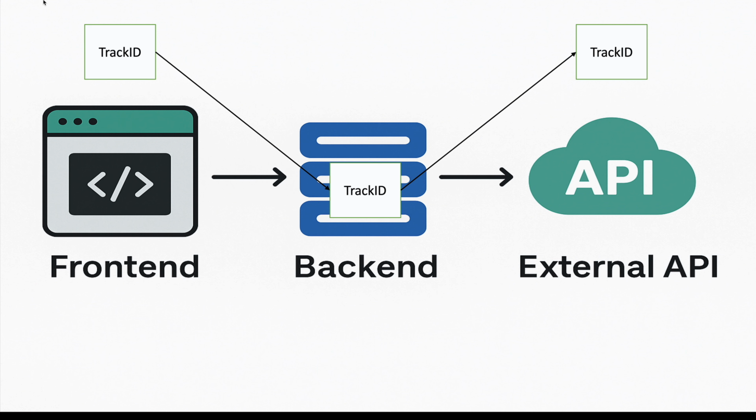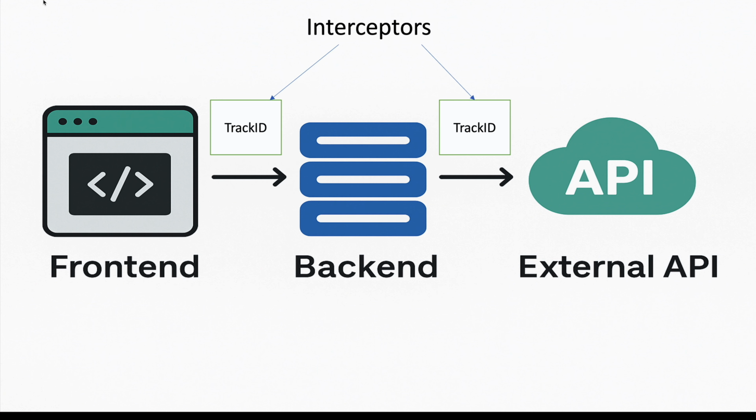The clean approach is to separate that concern entirely. Your business logic should stay focused on what it does, not how the key gets passed around. In this video, I will show you how to handle that automatically using a simple interceptor and a request context. So the track ID just flows through your backend without touching your core logic.